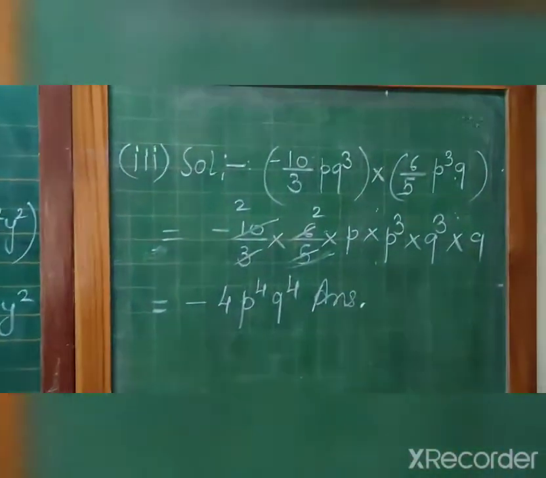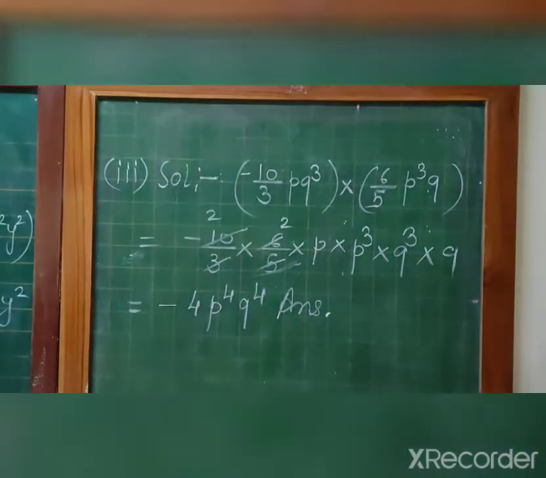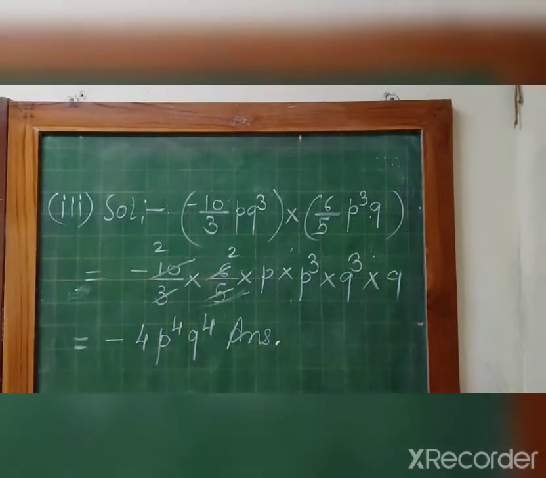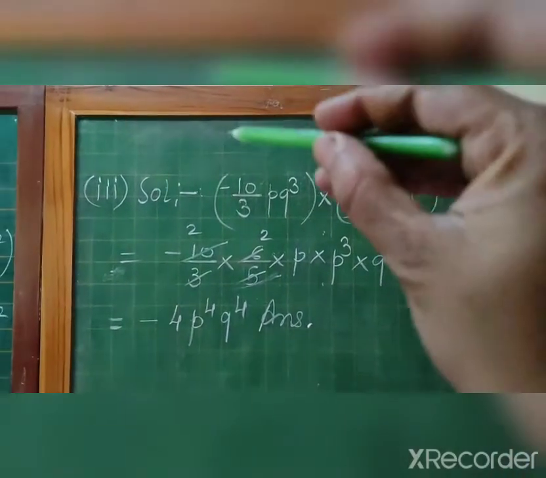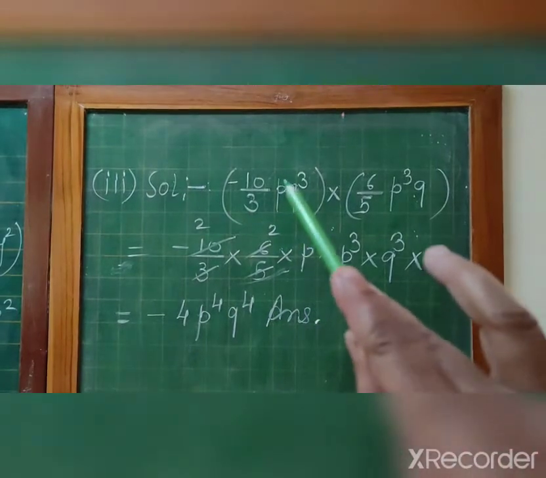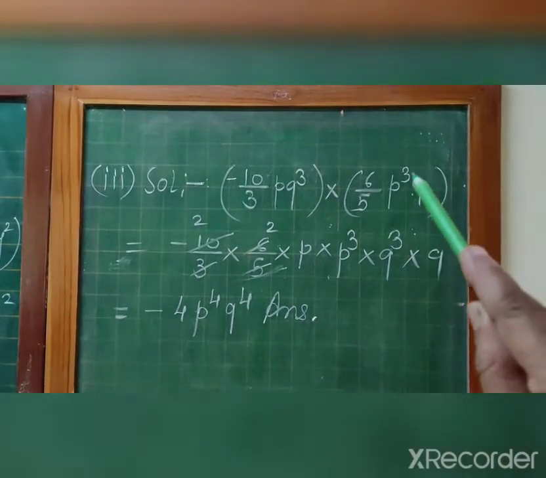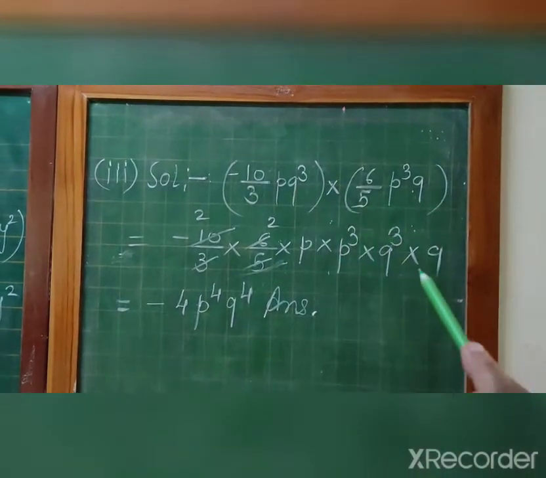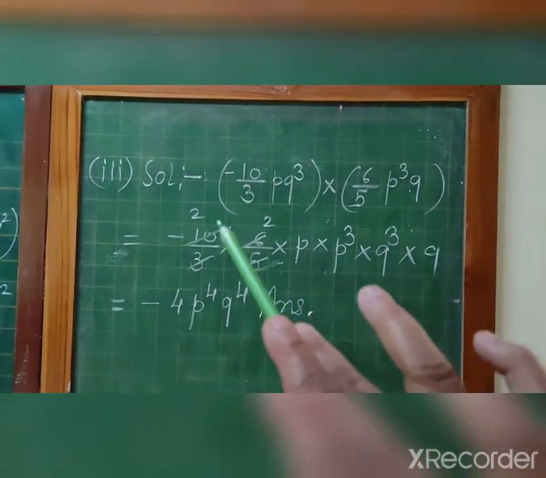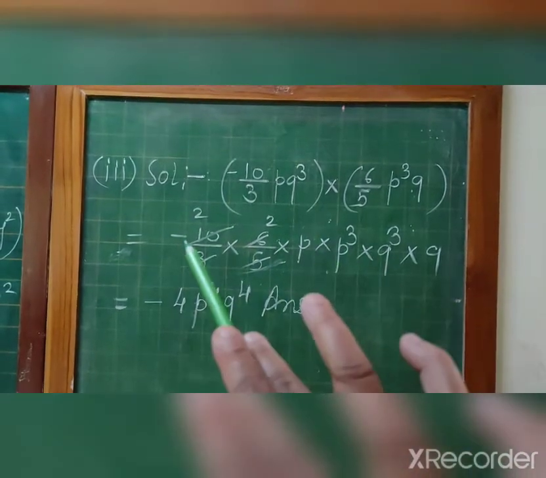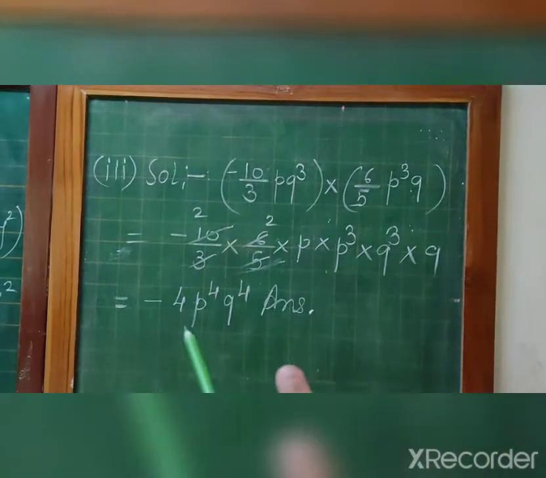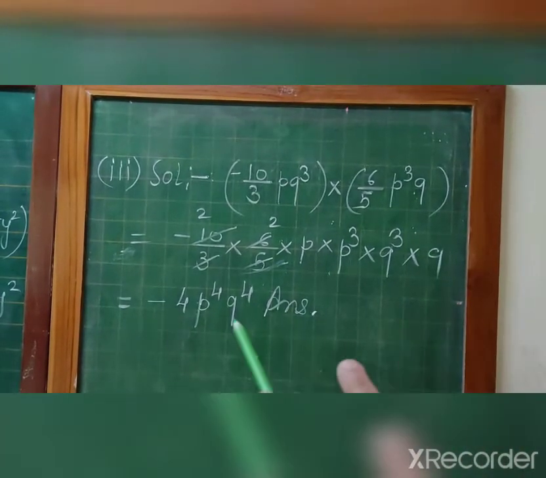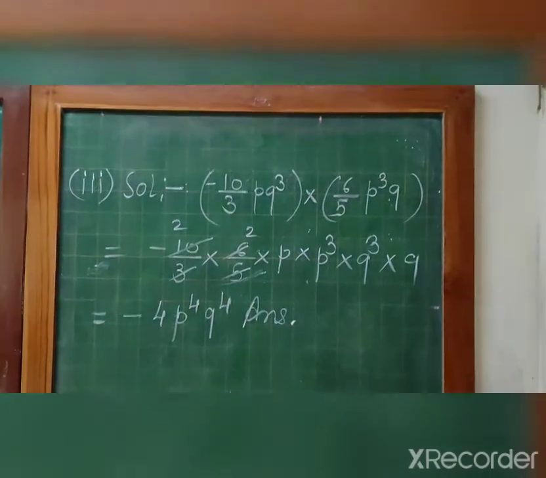Now the third part of question number 3: minus 10 upon 3 p q cube into 6 upon 5 p q. Now minus 10 upon 3 into 6 upon 5, p into p, q into q. Collect the same variables. So 5 twos are 10, 3 twos are 6, minus 2 twos are 4, p to the power 3 plus 1, 4, q to the power 3 plus 1, 4.